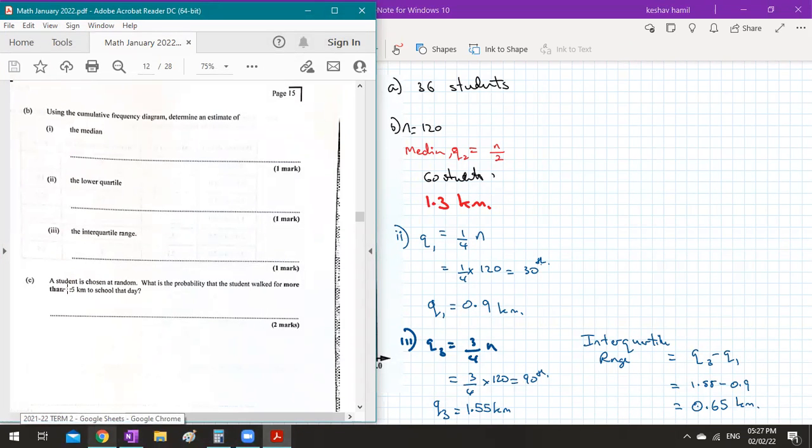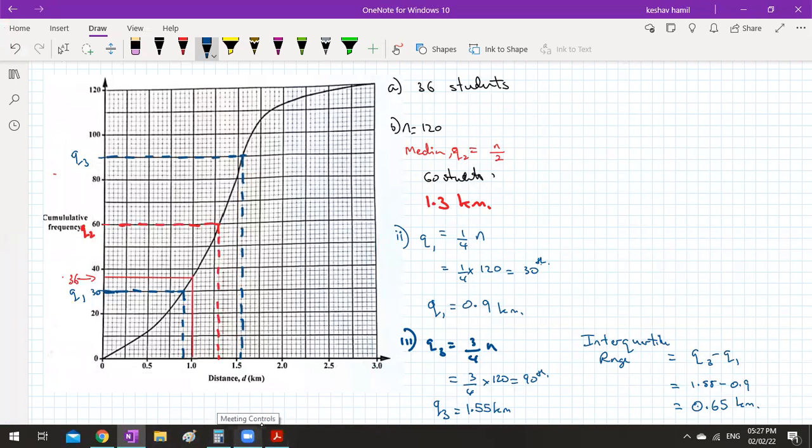And part C, the student is chosen at random. What is the probability that the student walks more than 1.5 kilometers? So we have to see how many students walk more than 1.5. So on the graph, we'll come up to the 1.5 kilometer mark, trying to be as neat here as possible. It falls on this line, which is 80.